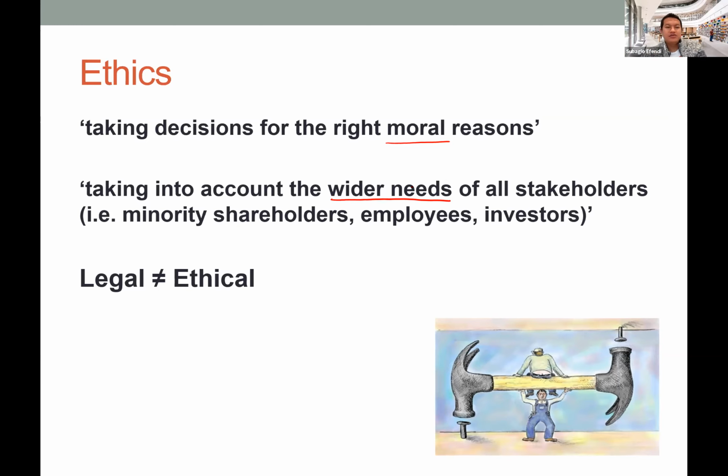So when they decide to give a certain opinion, they have to think about what would be the employees', the investors', the creditors' perspective of this opinion. So they have to work on behalf of the general public, not only for the company. Okay, so moral reasoning and taking into account the needs of wider stakeholders. And one important concept that we have to know is that legal is different from ethical.